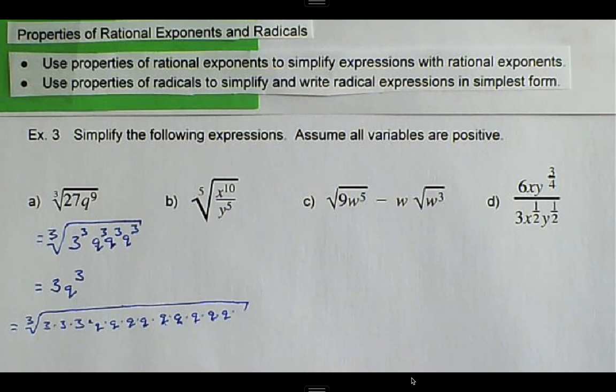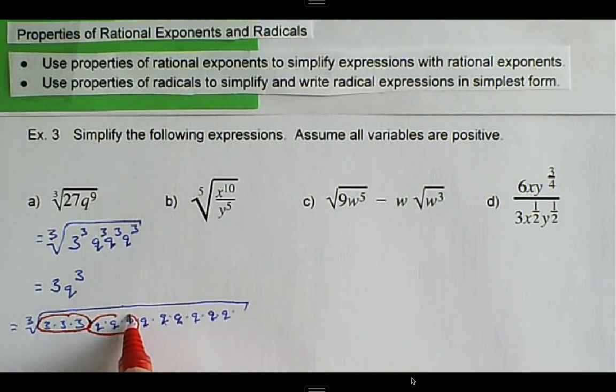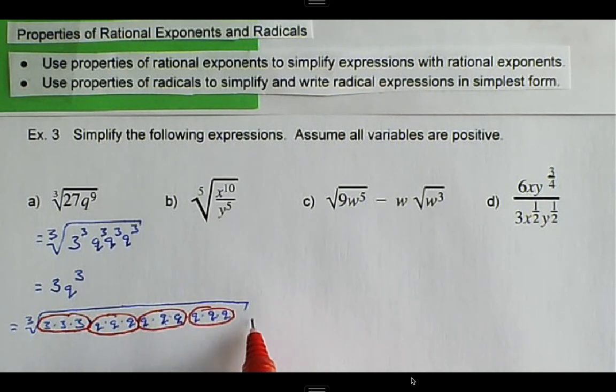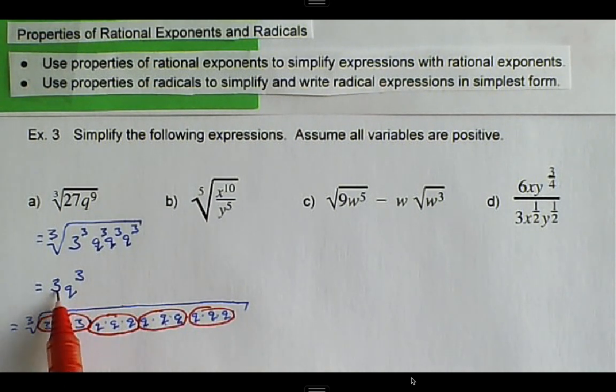So then we can see that we have to pull sets of 3 out. There's one set of 3, 2 sets of 3, another set of 3, another set of 3, and there's nothing left to leave under the radical. So we pulled 3 q's out, 1, 2, 3. That's q to the third. And then we have 3 to the third, which we pulled out as 3.